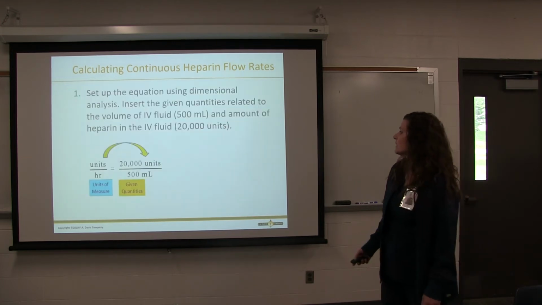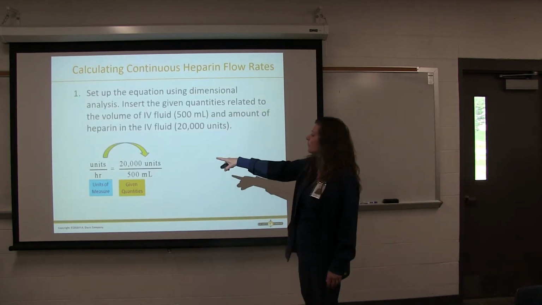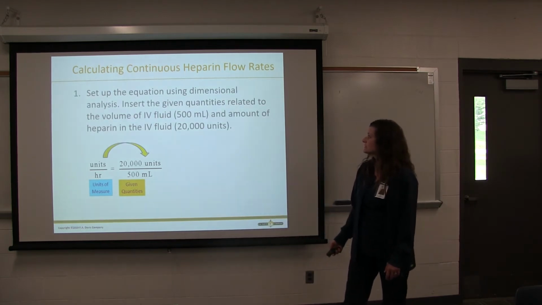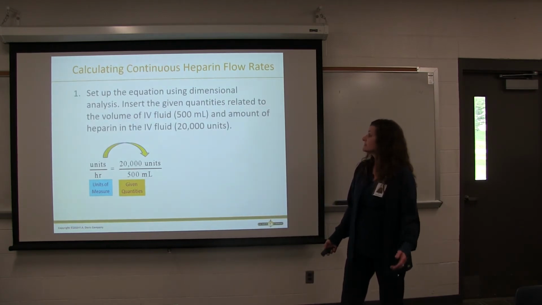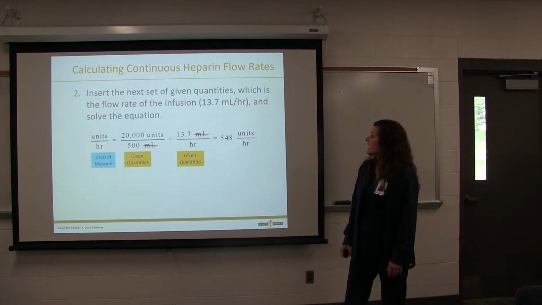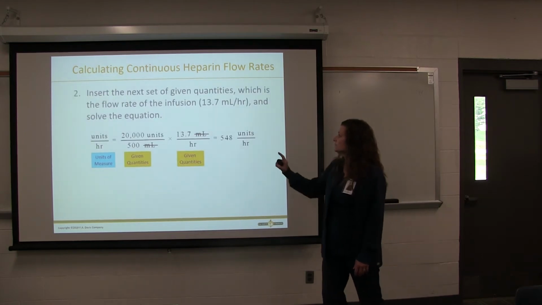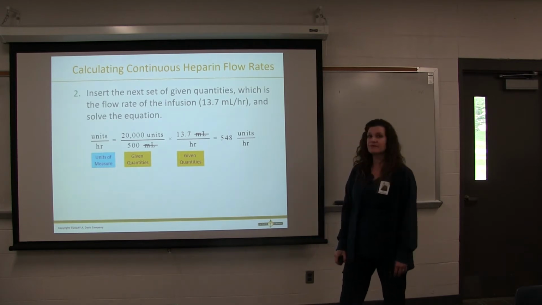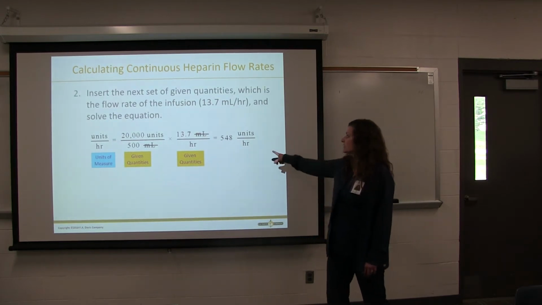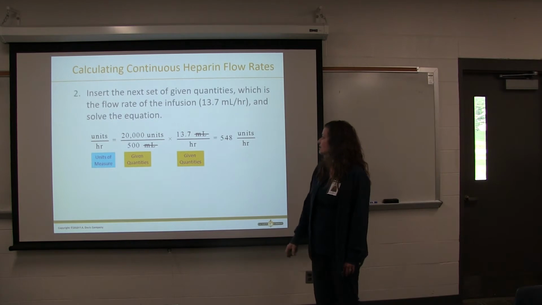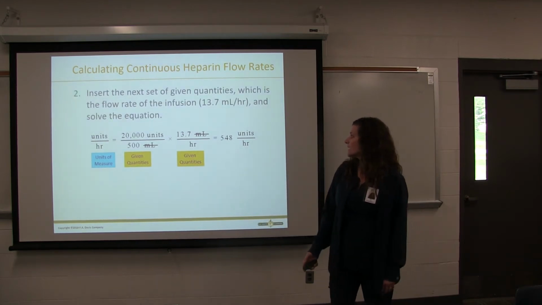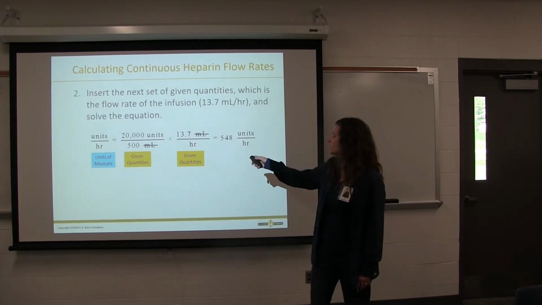Okay, let's set up the equation. Again, we're looking for units per hour. We were given that there are 20,000 units and 500 milliliters, and 13.7 milliliters per hour is our flow rate, and that calculates out to 548 units per hour. This one's a little bit more simple. Okay, so you're back down to your units per hour.